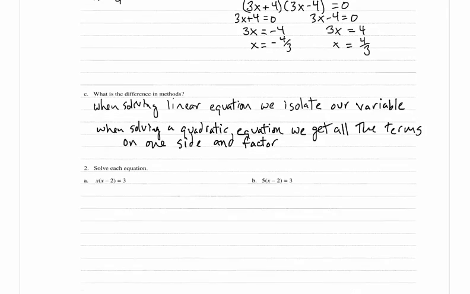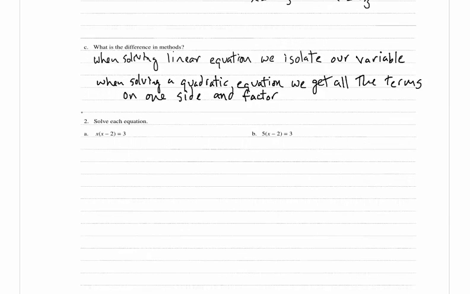In 2, it says solve each equation. And in A, we have x times x minus 2 is equal to 3. So the first thing I'm going to do is distribute my x through the parentheses, and I get x squared minus 2x is equal to 3. And now I'm going to subtract 3 from both sides. So we have x squared minus 2x minus 3 is equal to 0.